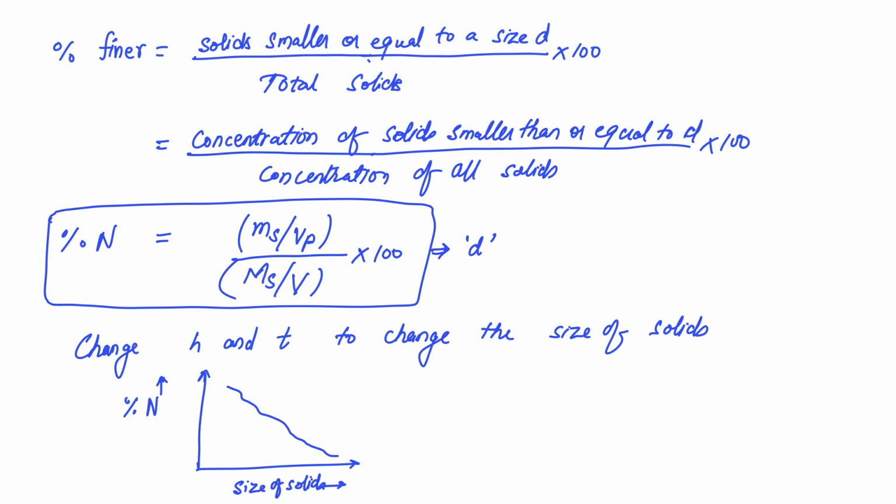So this is how you perform the pipette method for fine-grained soil, and it is quite an easy method. But another method, the hydrometer method, is quite fast also. That is why the more preferred method is the second one, the hydrometer method, that we are going to study in our next lecture.